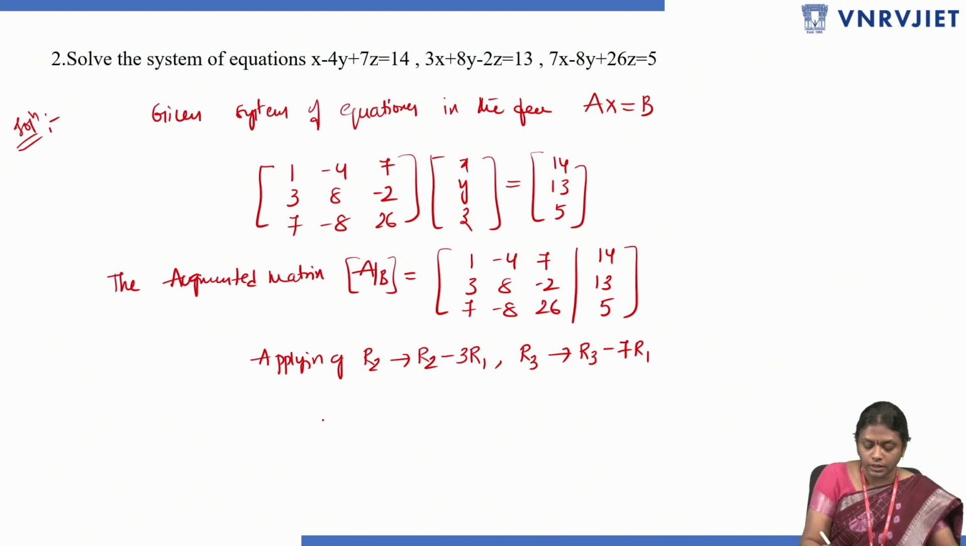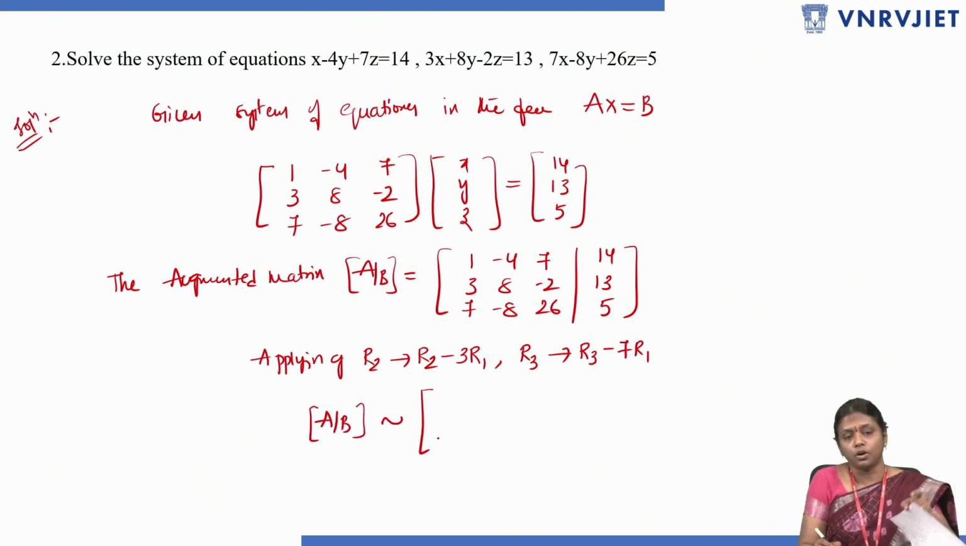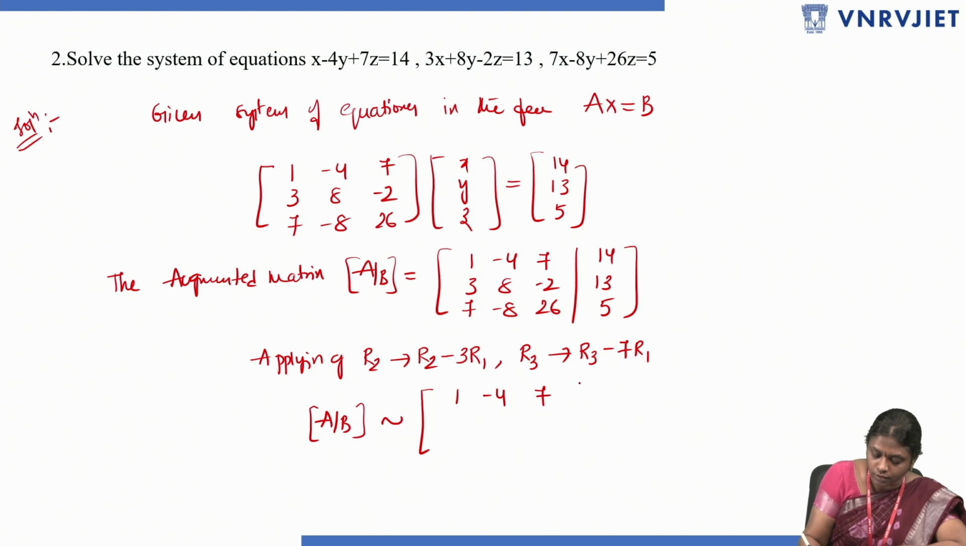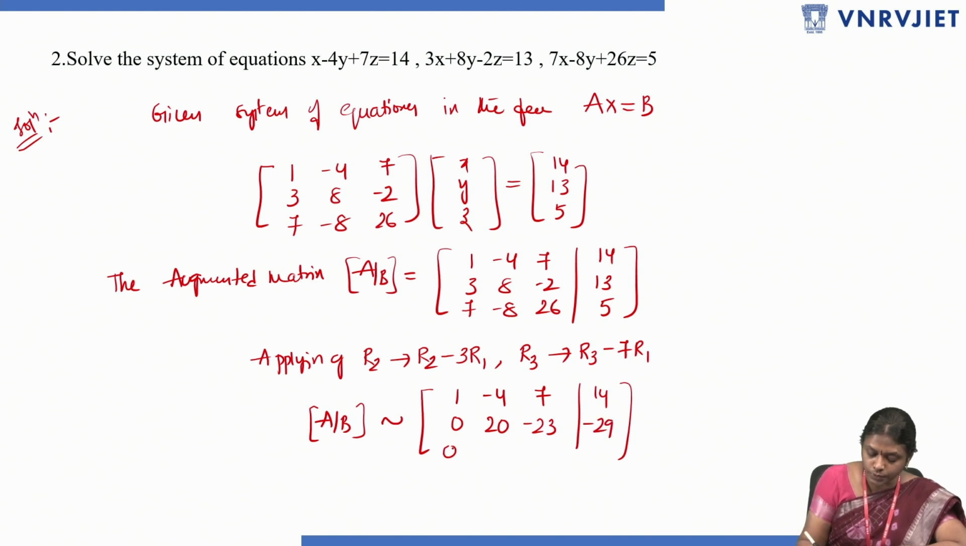Now the augmented matrix is approximately equal to, since I'm not performing any operation on the first row, I'm writing it as it is. That is 1, minus 4, 7, and this is 14. Now this is going to be 0, and this is 8 plus 12, this is 20, and this is minus 23, and this is minus 29. Now this is going to be 0. Again, this is also 20, minus 23, and here minus 93.